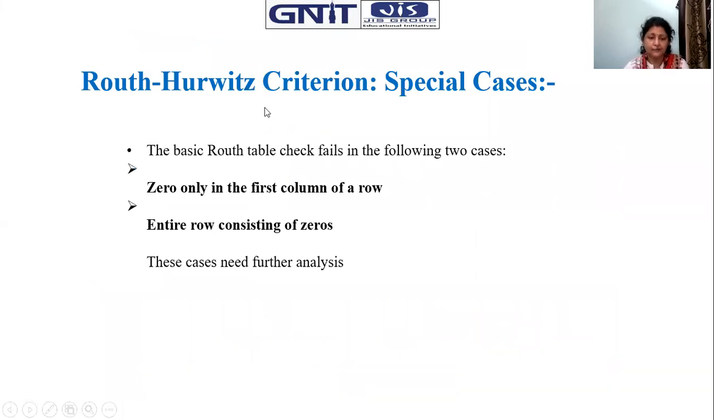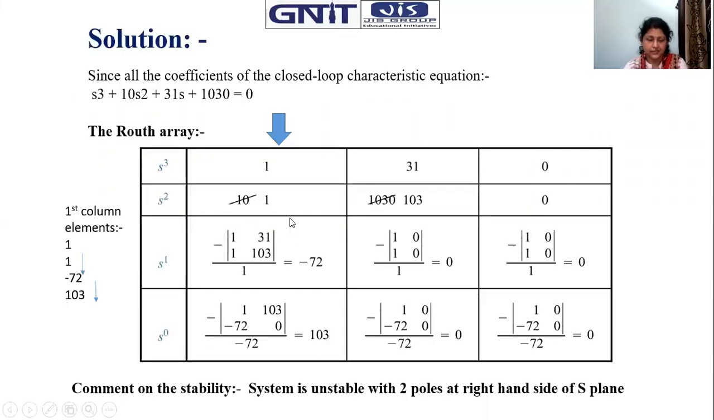Routh-Hurwitz criteria for special cases. How will it be modified? The basic Routh table check fails in the following two cases. So what are the cases? Number one, if zero appears only in the first column of any row. Because for any row, the first column will be the denominator for the next one, right? So see, this one is the denominator for the next one. So if it is zero, that will become infinite. Okay, so there is a difficulty.